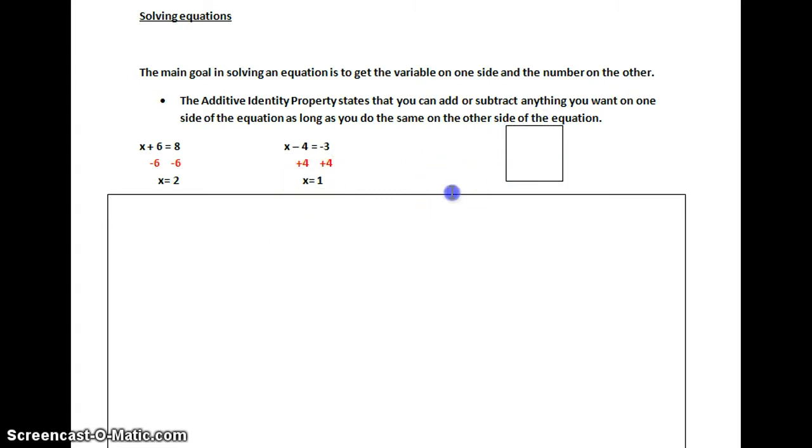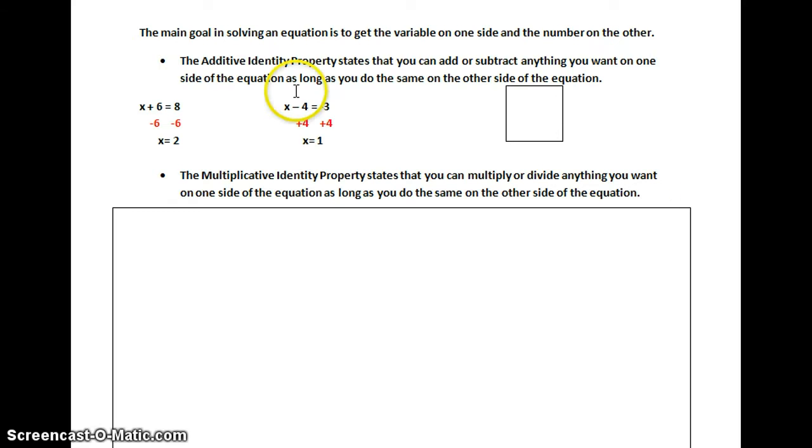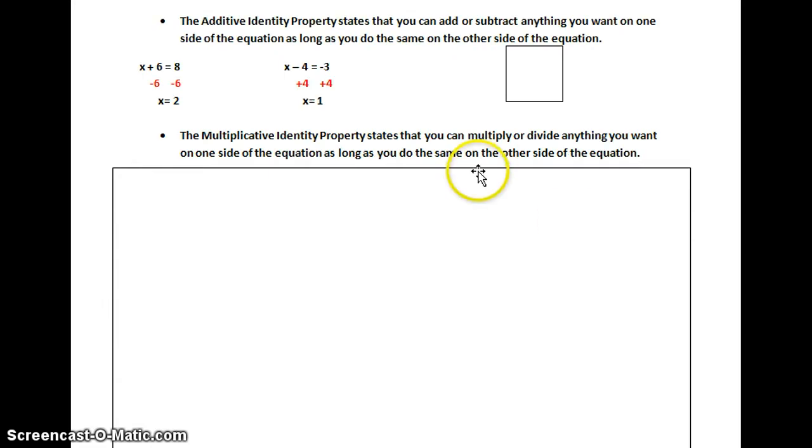Okay, now let's get on to the other property, the multiplicative identity property. That's very similar to the additive property, but it states that you can multiply or divide anything you want on one side as long as you multiply or divide on the other.